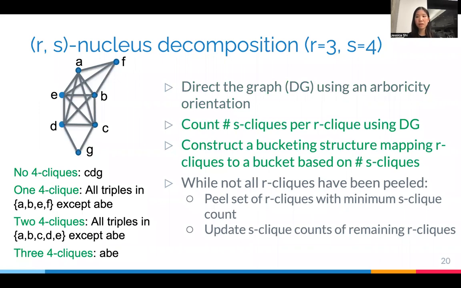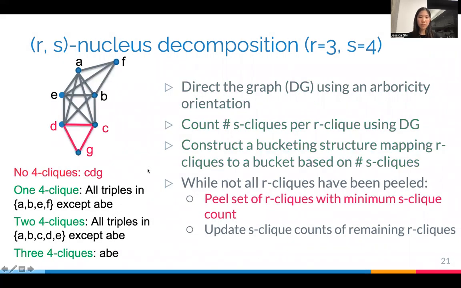And we'll construct a bucketing structure that maps the triangles to a bucket based off the number of four-cliques that it's contained within. So this triangle CDG on the bottom is not contained within any four-cliques. All of the triples in this four-clique A, B, E, and F are contained in exactly one four-clique except for the triangle ABE. And all of the triples in A, B, C, D, E, which is a 5-clique, are contained in exactly 2 four-cliques each except the triangle ABE. And this triangle ABE is contained within 3 four-cliques.